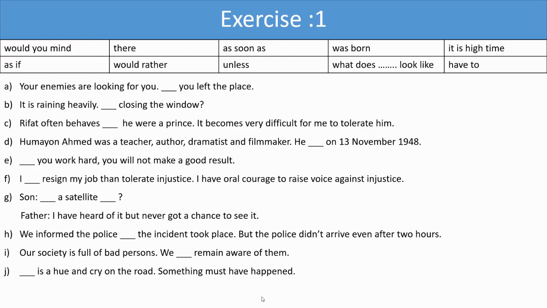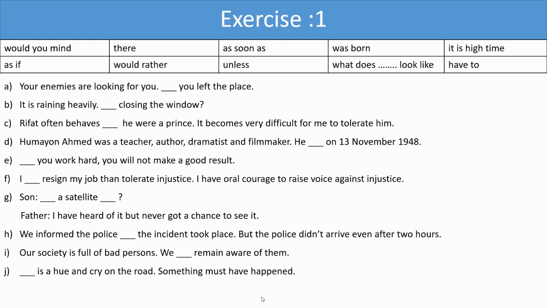Number E হচ্ছে unless you work hard, you will not make a good result. Number F, I would rather resign my job than tolerate injustice. I have moral courage to raise a voice against injustice. Number G, Son: What does a satellite look like? Father, I have heard of it but never got a chance to see it.